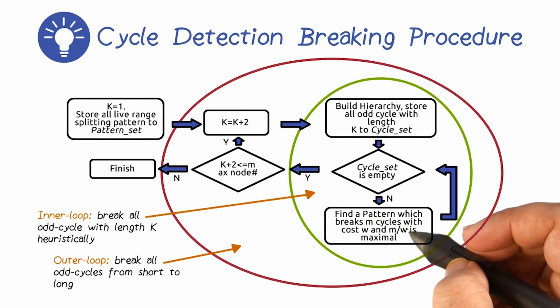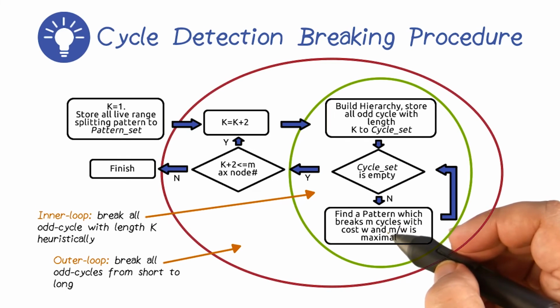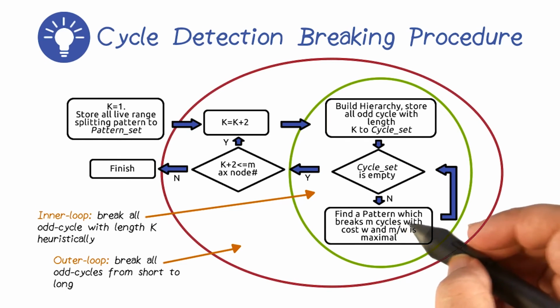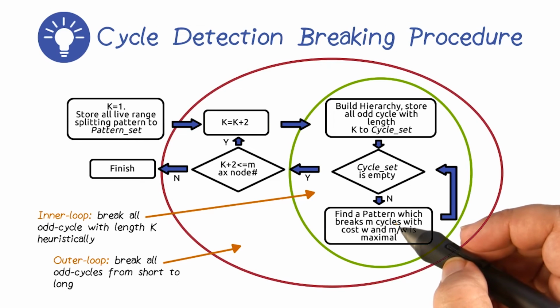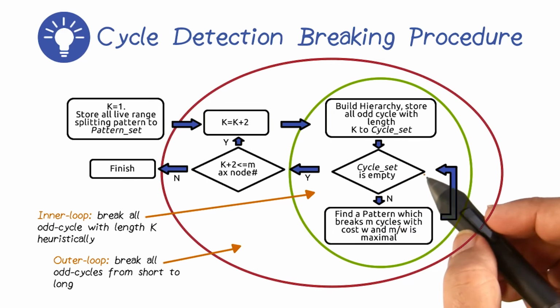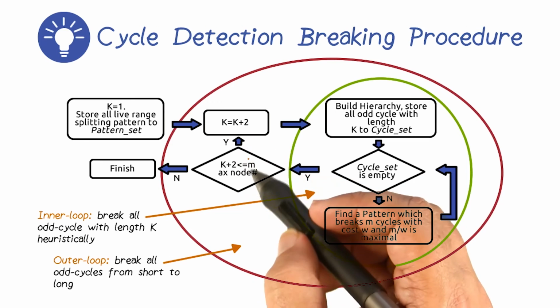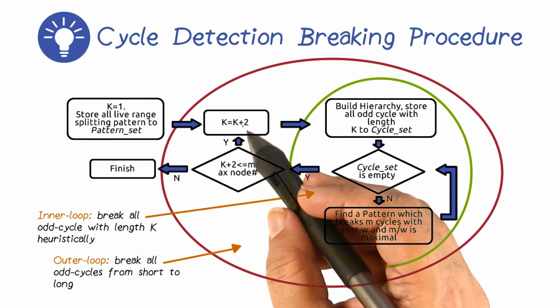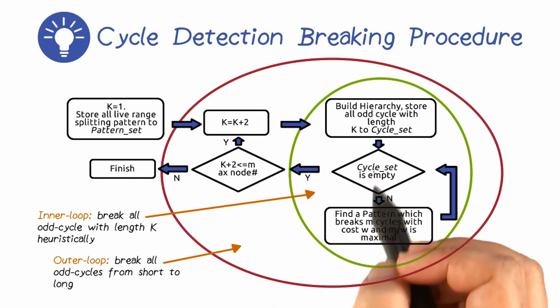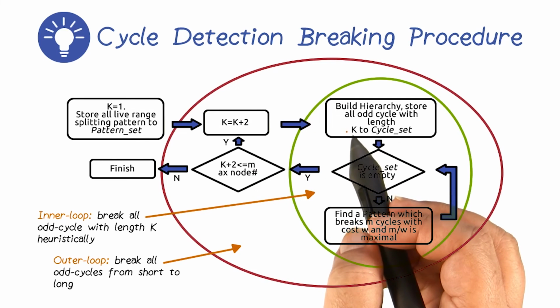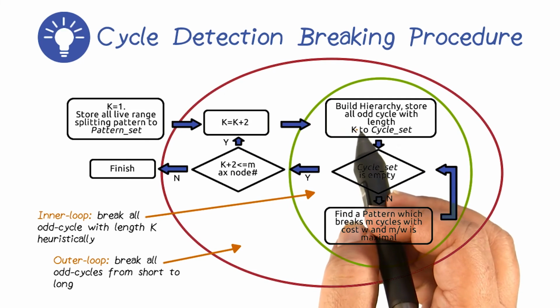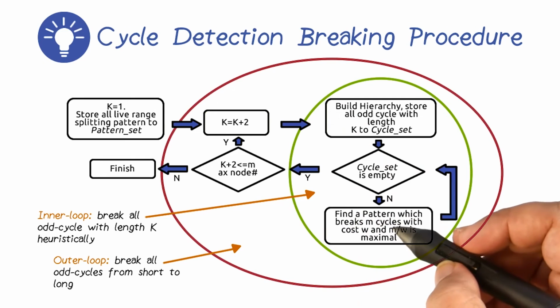Remember, this ratio is m divided by w. That is, by introducing w cost in terms of moves, how many cycles we can break, and whichever has the highest such ratio is what is selected. We go ahead and break this and keep breaking cycles at that particular k over here. When this becomes empty, next we go to the next odd cycle by incrementing k by 2, and we repeat this particular procedure, and therefore systematically we'll remove the cycles by introducing the live range splitting.